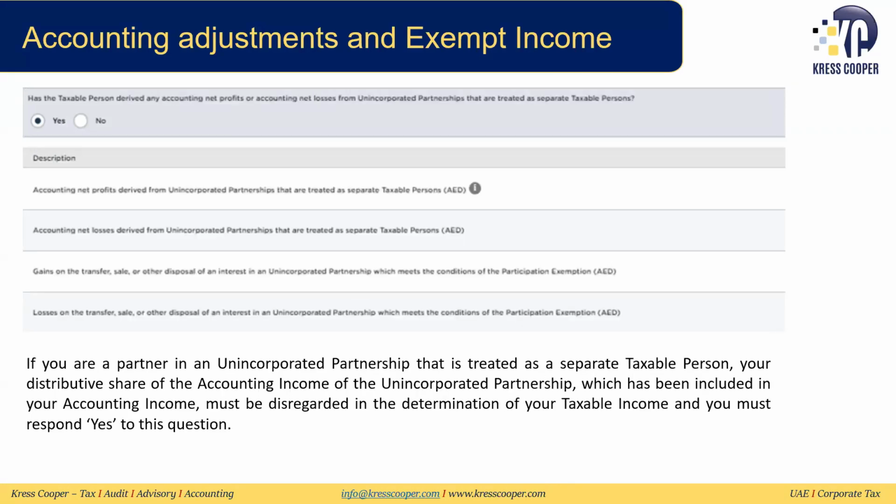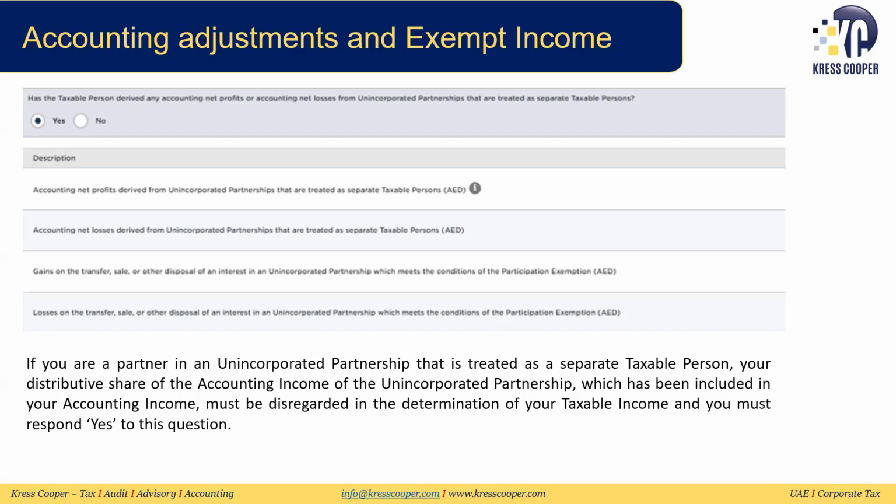Now it is asking, has a taxable person derived any accounting net profit or accounting net loss from unincorporated partnerships that are treated as separate taxable persons? We discussed at the start of this webinar that unincorporated partnerships are not treated as separate taxable persons, but they are fiscally transparent, and the partners are the ones who are taxed, but they can apply to the FTA to be treated as a separate taxable person. So here they are asking if such an application has been made and you are deriving income from such an unincorporated partnership. You will have to mark it yes or no.